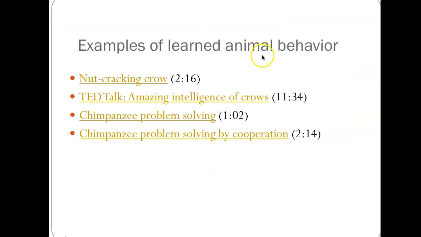So here's an example of learned animal behaviors. There's lots of videos, so if you want to take a little screenshot of this, and if you want to watch them later, especially the amazing intelligence of crows, I don't want to make you watch that, because I know that some people have a lot of trouble just getting the bare minimum done for the classes because you're having a hard time focusing. But just so you know, these are some pretty cool videos of crows and chimpanzees in their learning capabilities if you're interested in watching them. Let me know if you watch some of them and let me know what you think. I'd be curious to know what you think of it.